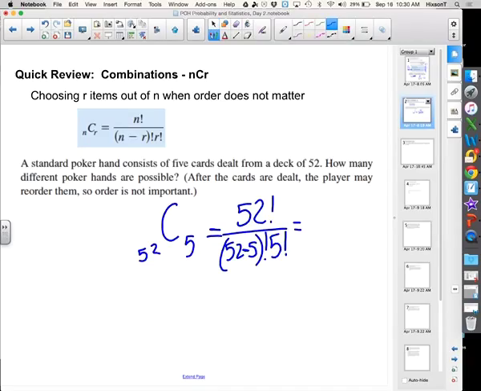All right, so what did we get? 2,598,960. Okay. All right, so a whole lot. 2,598,960 different sets of 5 cards that you could get. Okay? Is anyone not getting that? I want to make sure everyone has that before tomorrow. You can find those.